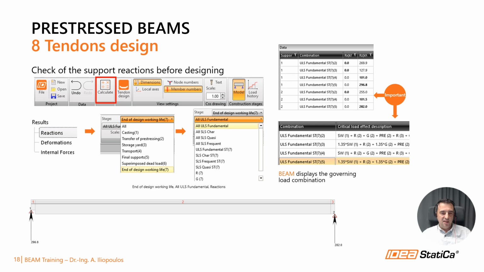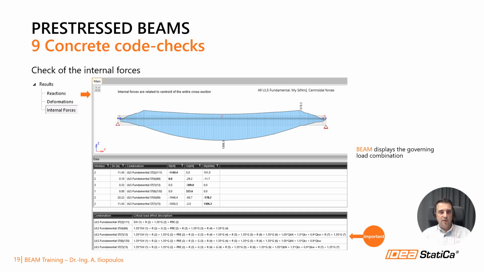We can see the results for each of the construction stages here. The same applies to the internal forces. We receive internal forces for all relevant load case combinations. And are the internal forces possible? We should always check this. And if not, maybe some of the input is incorrect and we should check it.